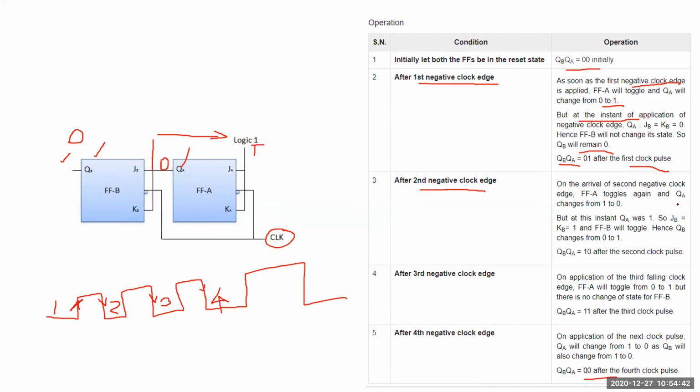Then at this instant, QA was 1. So now what is happening here? QB, JB and KB is equal to 1. Okay, the output has arrived here. Before the arriving of this output, what was the value here? It was 1 as per this one. The output was 1 before arriving of this output.